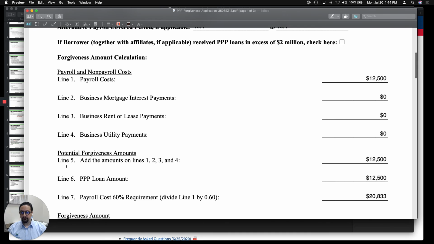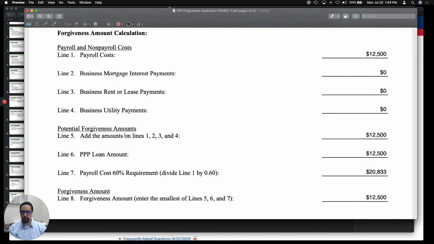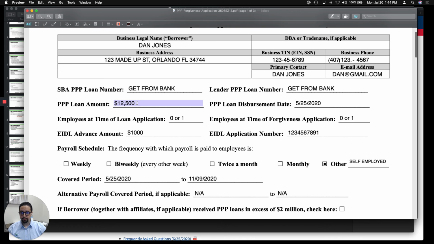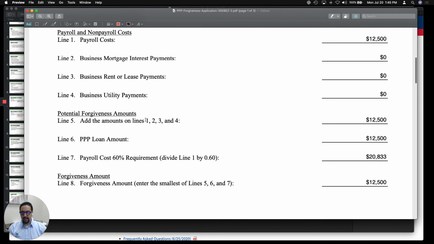So on line 5, add the amounts of lines 1, 2, 3, and 4, and this is the total, 12,500. Put here your PPP loan amount, which is the same number you have to put here. Remember, this is the actual amount of funds that were deposited in your account. So you take this number and you put it here, okay?